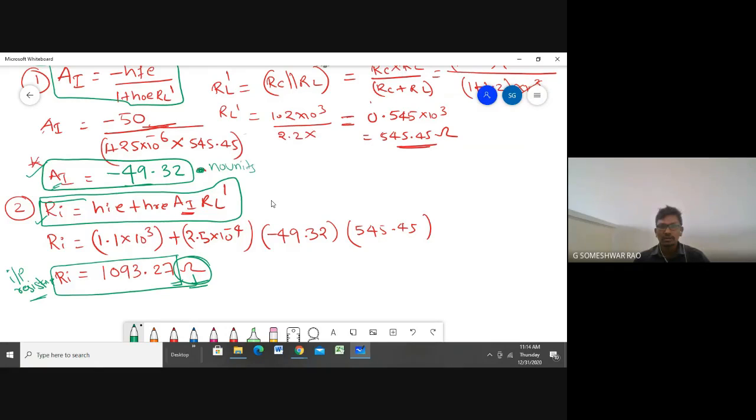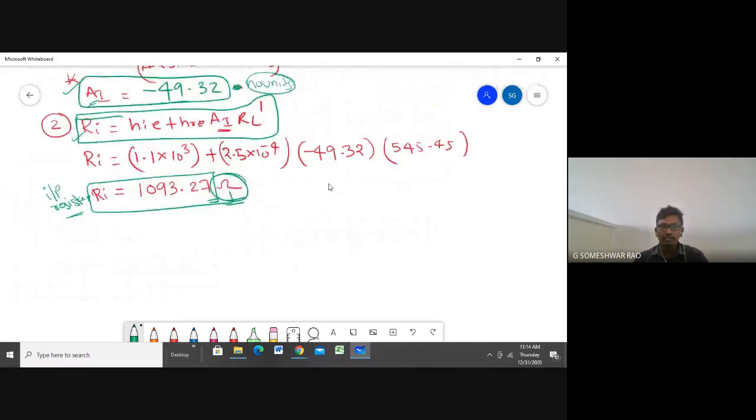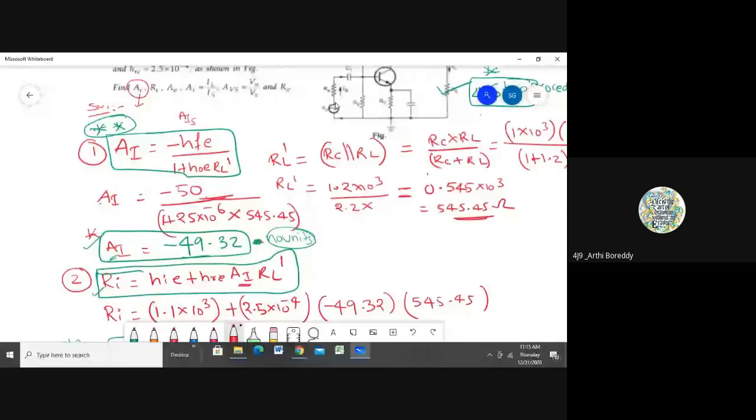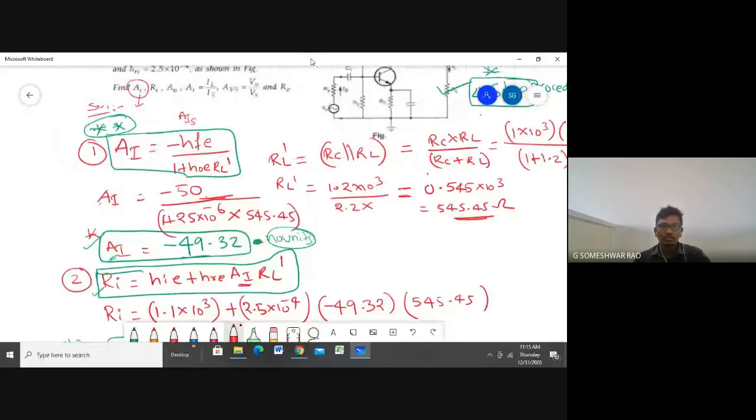Like that we have to identify. So that is the second parameter that we have calculated. Now what is the third parameter? Just go through what is the third one asked to calculate. Overall voltage gain. No, the third one is the AV. Copy the question first. It's not an overall voltage gain, only AV.